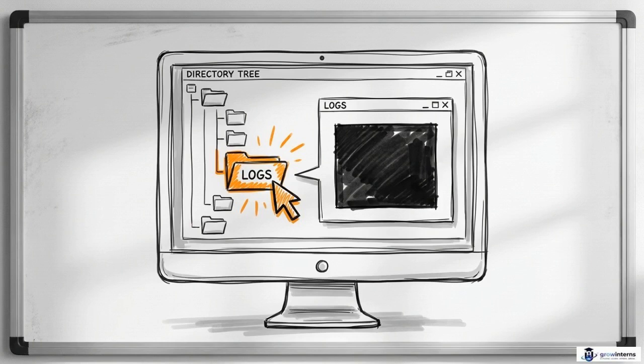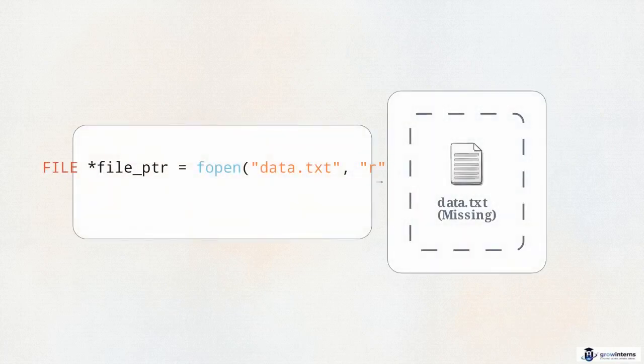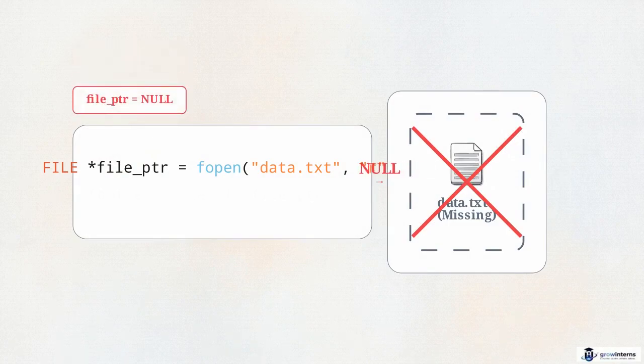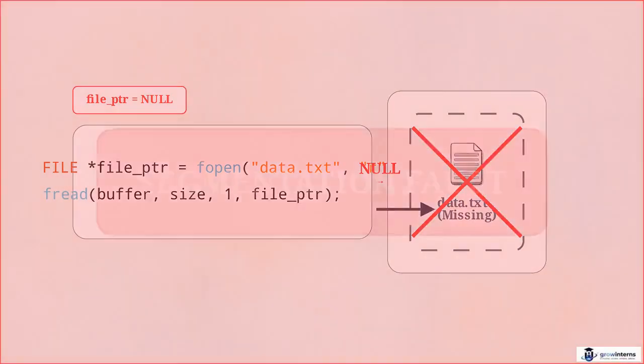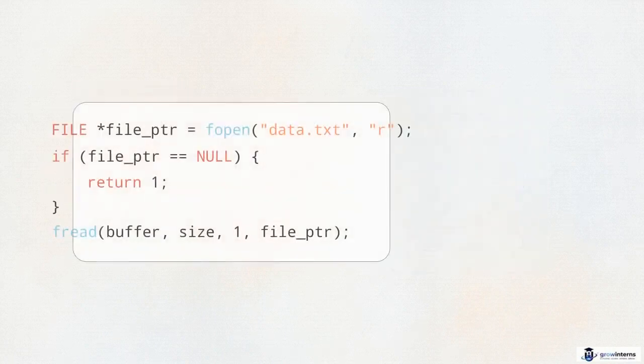It's a common mistake to assume that if you ask the system for a file, it will be exactly where you expect it. Look what happens to our diagram when we use R mode to open a file that was deleted or moved. fopen fails. Instead of a valid bridge, it hands us a null pointer. If you try to read from that null pointer, the operating system forcefully terminates your program with a segmentation fault.